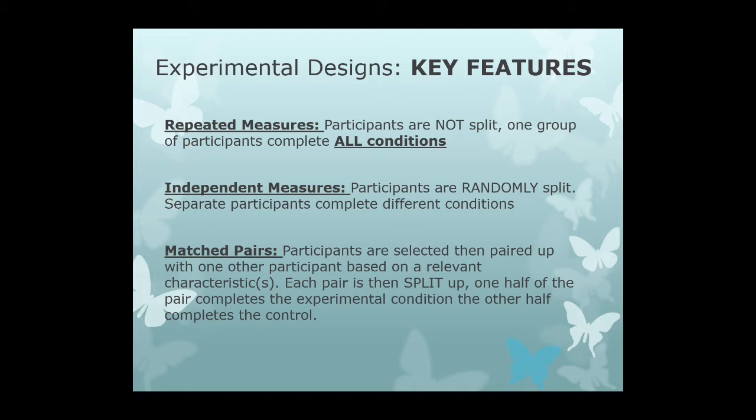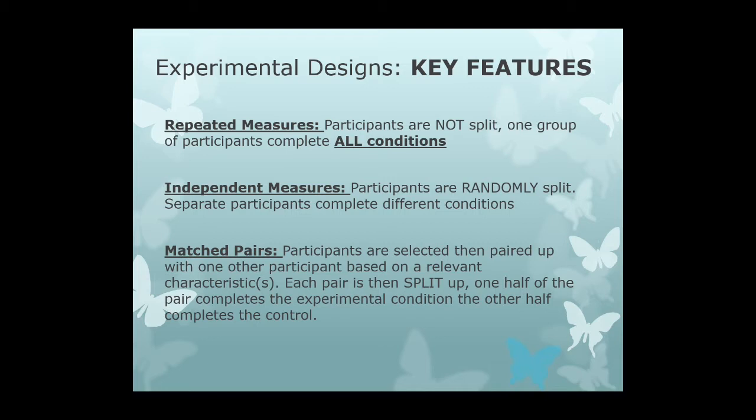So you might be matching them on things like intelligence level or their age or the length of time they've been in a relationship or something along those lines. So you are matching them on a study-relevant characteristic, and then once you've got your pairs of people all lined up, you split them straight down the middle. One half of that pair does experimental, one half does control.